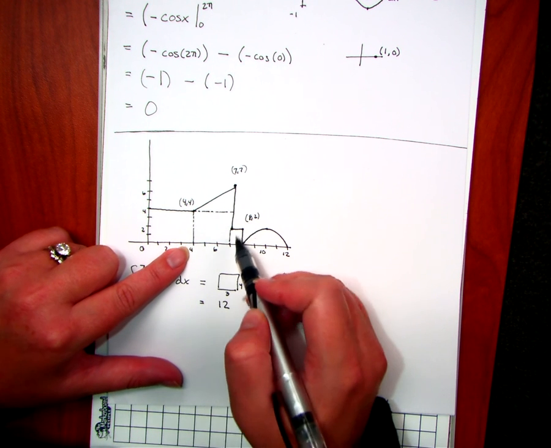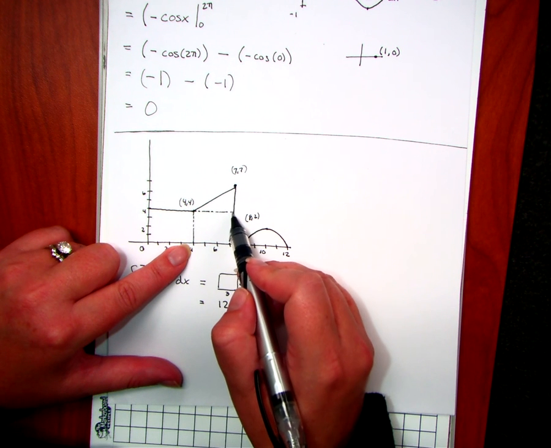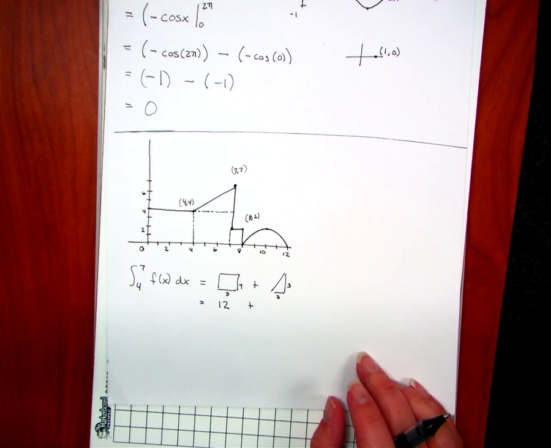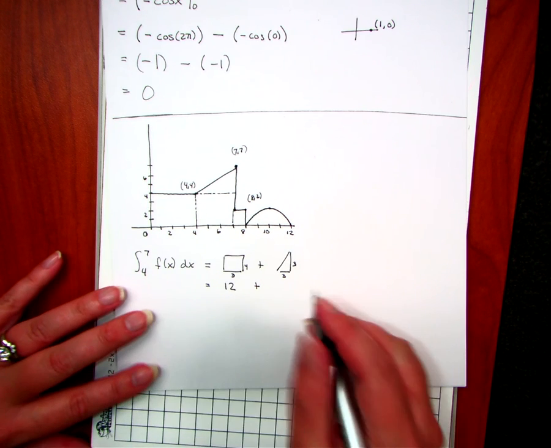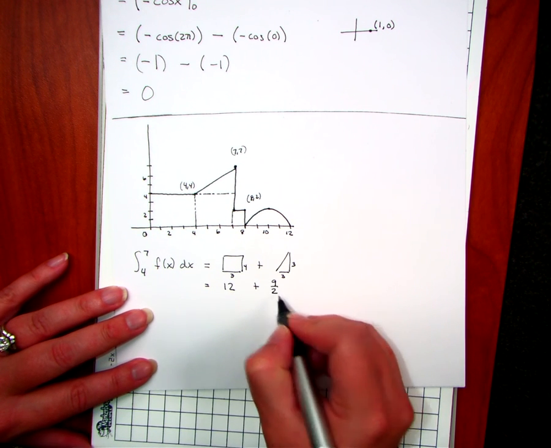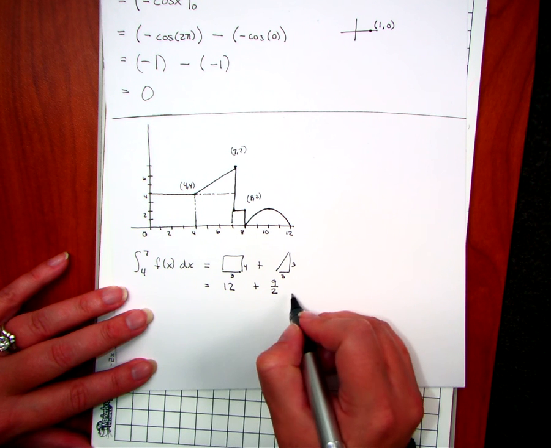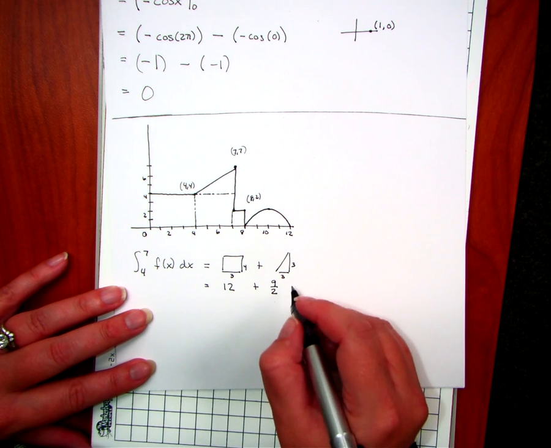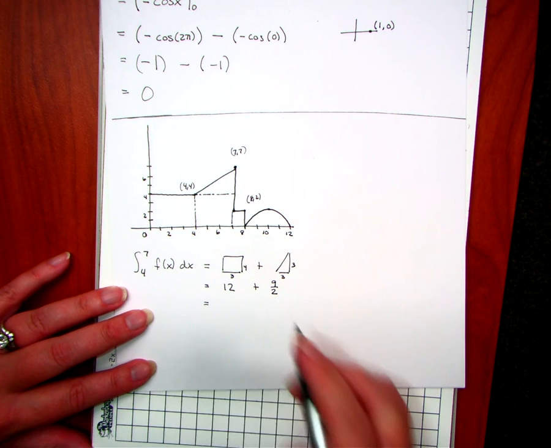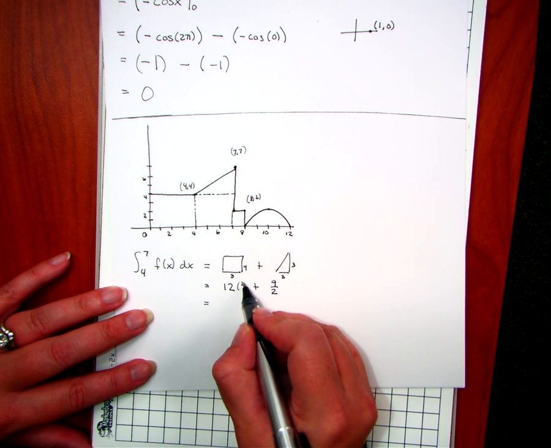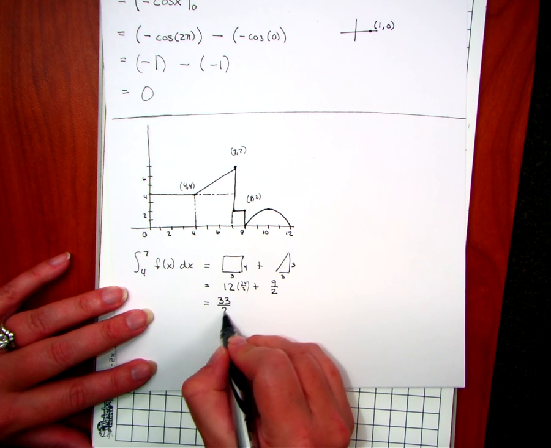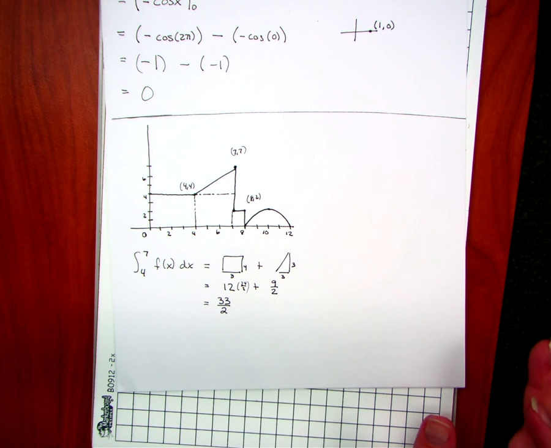And the triangle has a base of 3 and a height of 3. And the area then would be 1/2 times 3 times 3, so 9/2, or 4.5, right? So let's change this to 24 over 2. So I'm going to get 33 over 2 as that area.